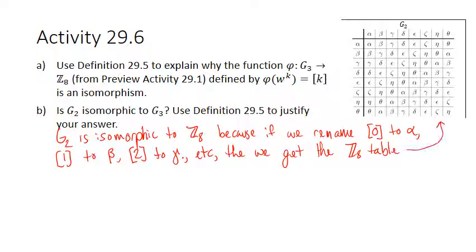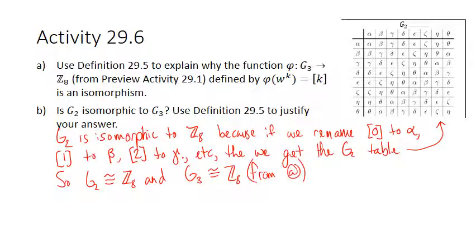Or rather, I guess we get the G2 table if we're doing the renaming in that order. Okay, so G2 is isomorphic to Z8, and G3 is also isomorphic to Z8 from part A, and then that means that G2 and G3 should also be isomorphic to each other.